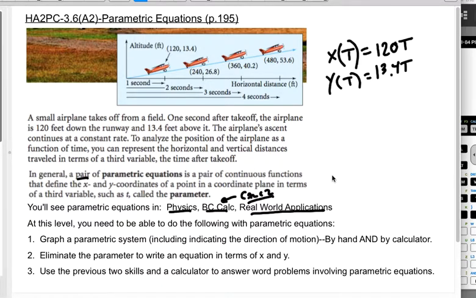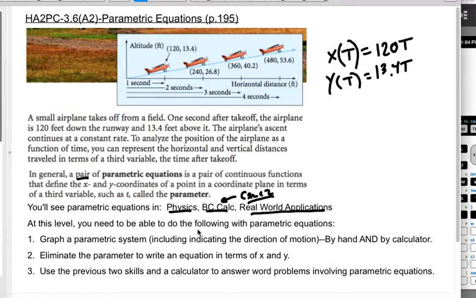Now that said, you're not going to have to do all of that in this class. So this is an introduction to parametric equations. We're not going to delve into all of the possible uses that we could have for parametric equations. We're going to walk through some basic skills. So I need you to be able to do basically 3 things here.